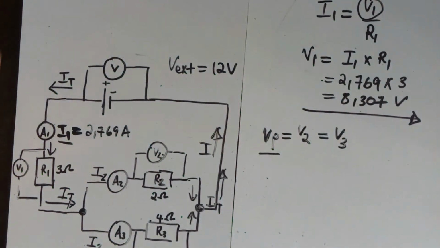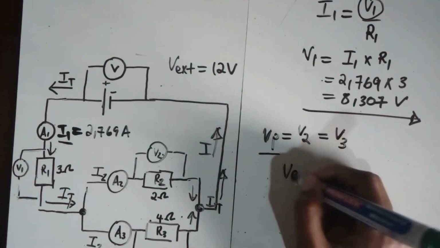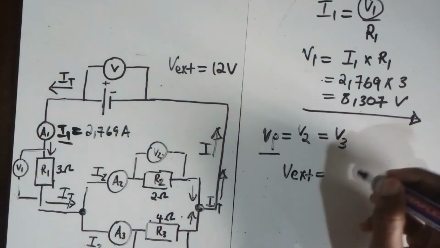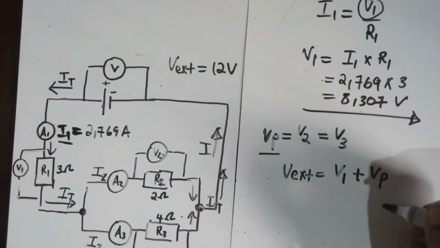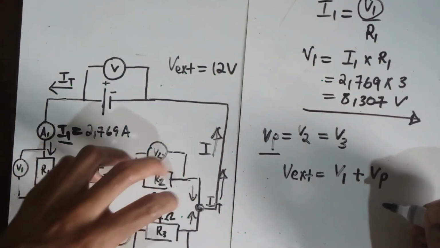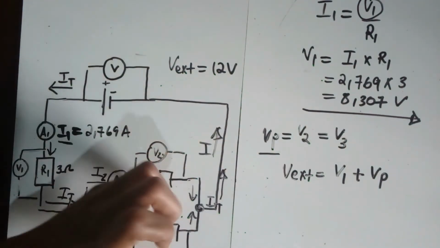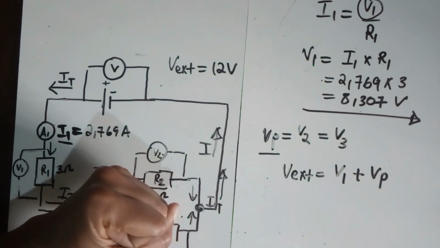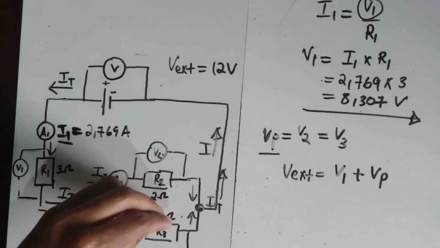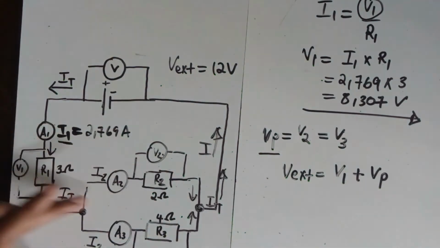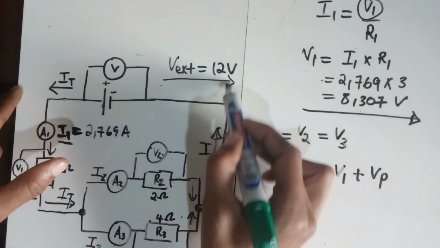To find VP, we actually have to go back and say, okay, we found V external will be made up of V1 plus VP. It's almost like we reduced these two resistors into one resistor, and we call that resistor RP. So R1 would be in series with RP, meaning they will split the total voltage, which was given to us as 12V.